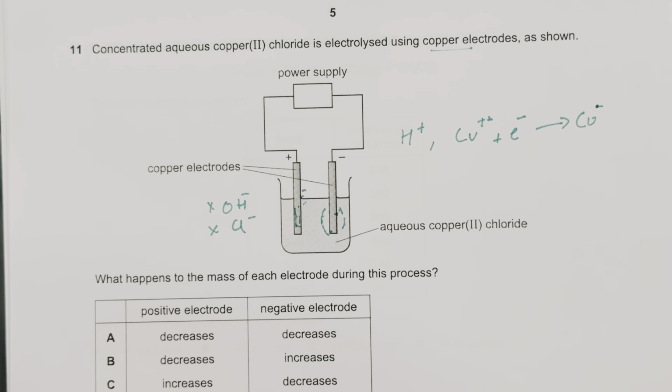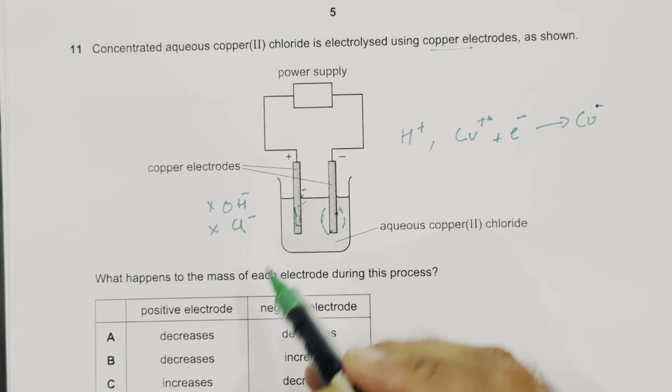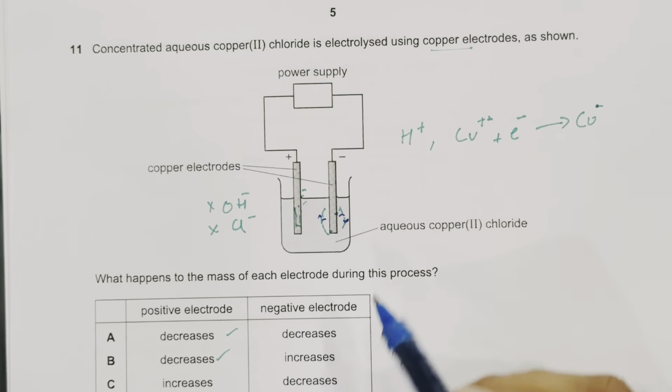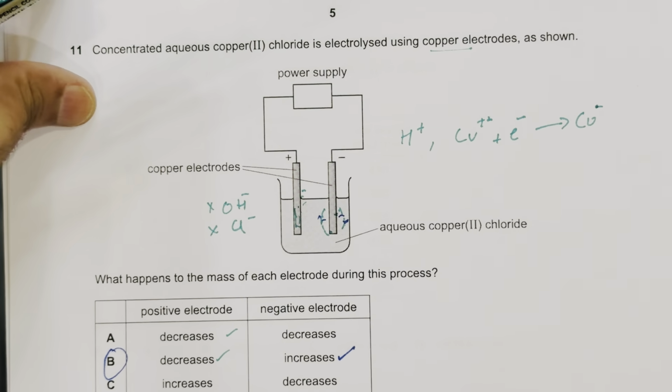Okay, anode. What happens to the mass of the electrode during electrolysis? We know that at the positive electrode its mass is decreasing, so the only options that have the mass decreasing are A and B. Now the negative electrode: we know that its mass is increasing, so option number B is the right option from the given options.